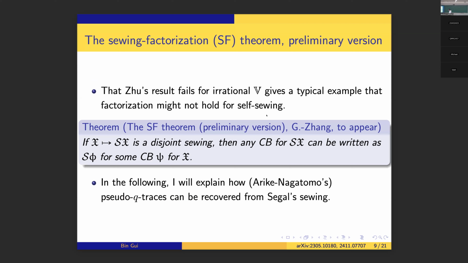But it turns out that for disjoint sewing, the factorization still holds. So one of our preliminary versions of the sewing factorization theorem is that, okay, if you only consider the disjoint sewing, then you can still get this factorization. Your higher genus conformal blocks can still be recovered from the lower genus ones by taking the Segal sewing, or just taking the usual contractions.